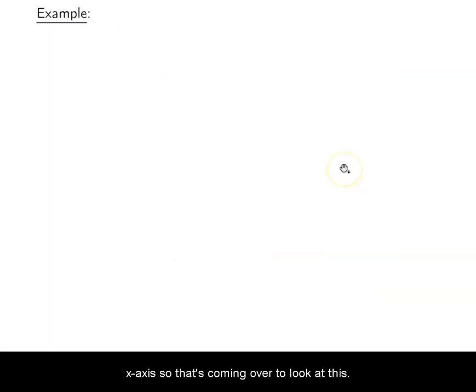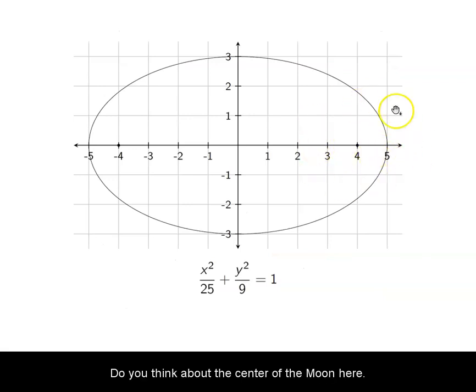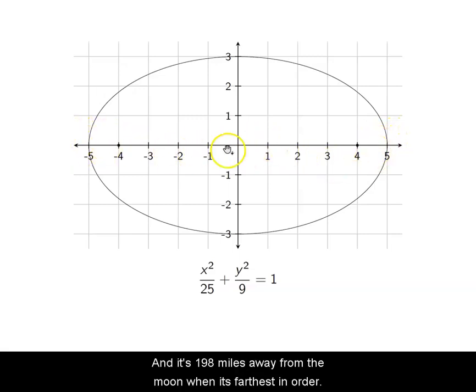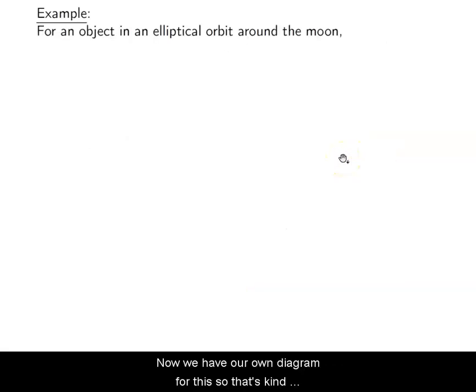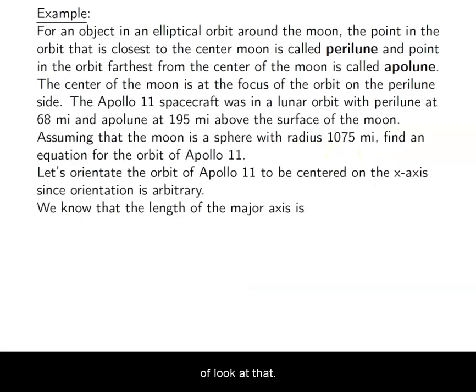If we look at this, we would think about the center of the moon here. Let's draw it a little bit smaller. This would be the center of the moon. The satellite is 68 miles away from the surface of the moon when it's closest in orbit, and it's 198 miles away when it's furthest in orbit. If we're just looking at an ellipse and thinking about the center of the moon being right here at this focus, now we have our own diagram for this, so let's look at that.